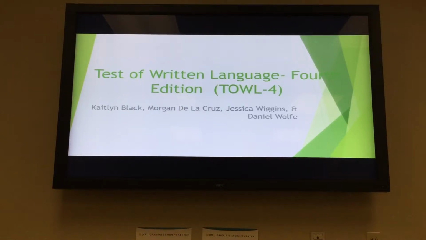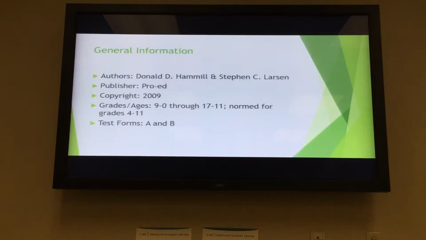And today our test is the Test of Written Language, the 4th edition, or the TOWL 4. So some general information about the TOWL 4. It was made by Donald D. Hammill and Stephen C. Larsen. The publisher was ProEd. And the copyright year for the 4th edition was 2009. It is used for children ages 9 through 17, or normed for grades 4 through 11. And there are two test forms, A and B.